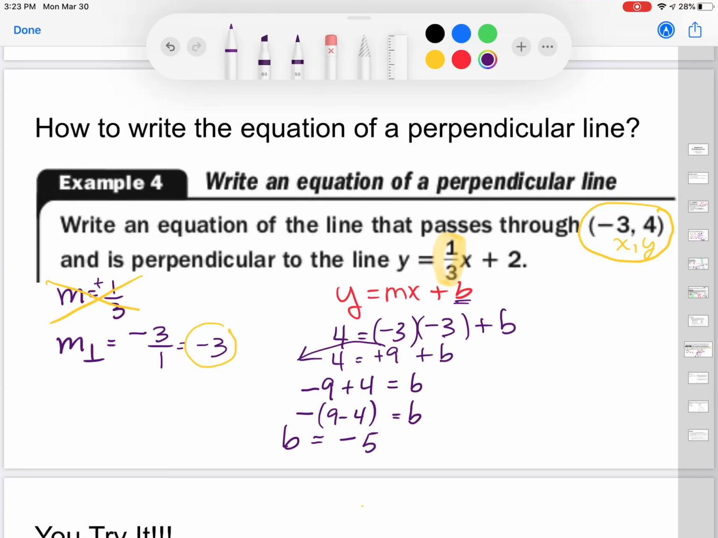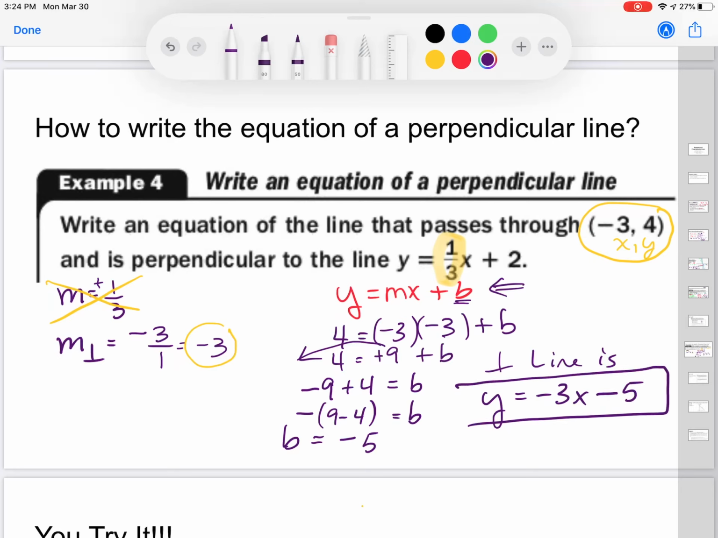Now you can write the equation of the line. You're again going to look at this form, y equals mx plus b. The perpendicular line is y equal to your perpendicular slope. Again, don't grab the parallel slope. That's equal to -3 times x, and b is equal to -5. So that'll be minus 5. And this would be your equation of the perpendicular line.